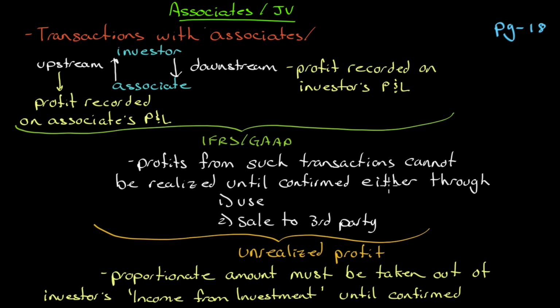Profits from such transactions cannot be realized until confirmed either through use or through sale to a third party. It is called unrealized profit, and the proportionate amount must be taken out of the investor's income from investment until confirmed.